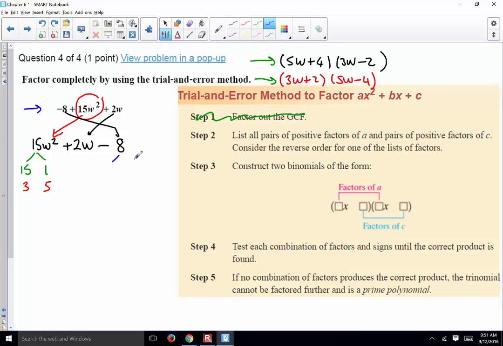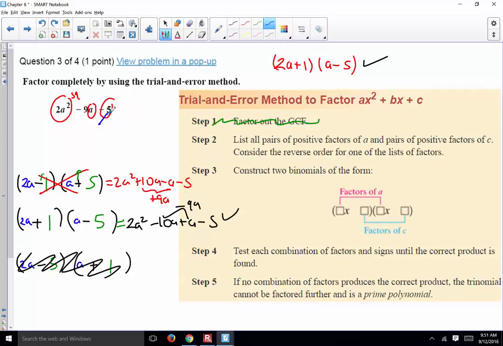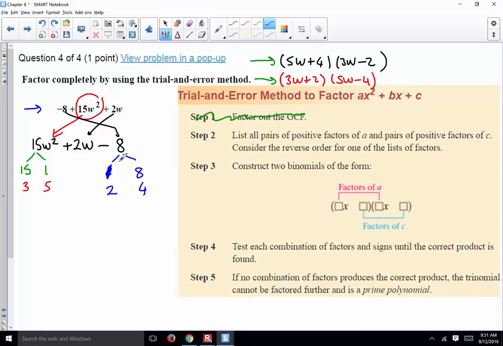How about 8? How many factors of 8 do you have? 1 and 8. 2 and 4. This has also double options. It's not single as this one. This was only one pair, 1 and 5. Here you have 1 and 8, 2 and 4. Double here, double here. Whoa, so many things to consider. Until you get the right answer, you need to keep trying and trying. Okay? But let's limit our options.